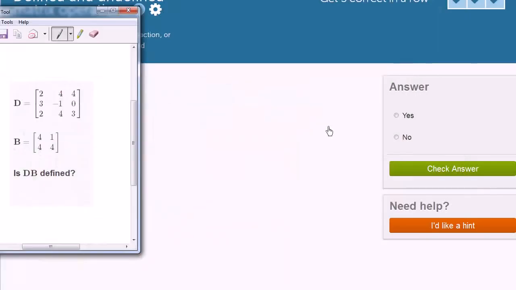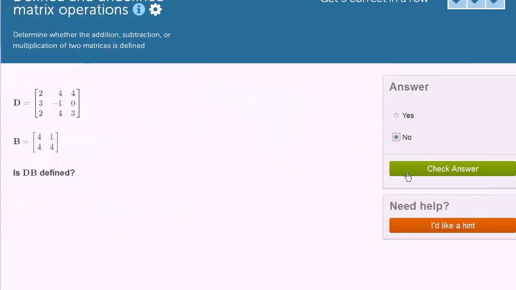And then you want to multiply that times matrix B. Matrix B is a 2 by 2 matrix. The only way that we know to define matrix multiplication is if these middle two numbers are the same. If the number of columns D has is equal to the number of rows B has. Now in this case, they clearly do not equal each other, so matrix multiplication is not defined here. So let's go back there and say no, DB is not defined.